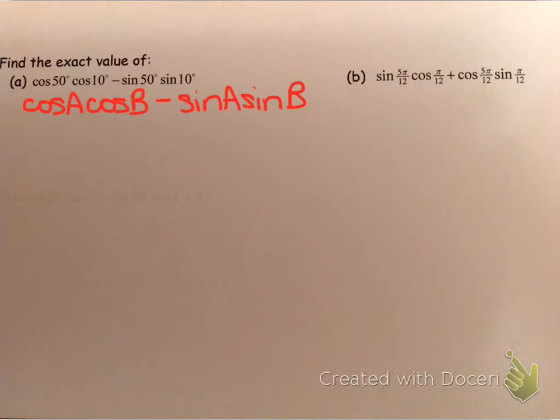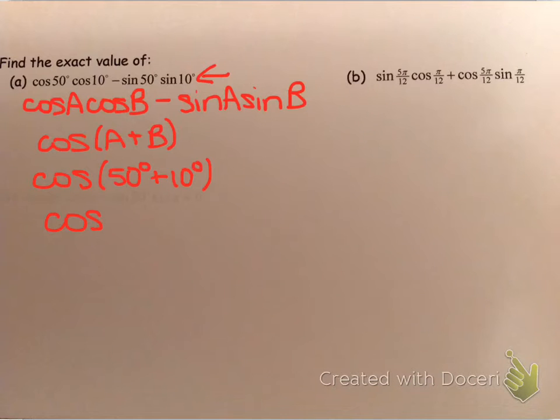And I simply match it to an identity. The identity that it matches is cosine of A plus B. Once I've matched it to an identity, the angles were already plugged into the long side of the identity, so now I simply plug them into the short side. Angle A was 50 degrees, angle B was 10 degrees, and on the short side of the identity they add together and it becomes cosine of 60 degrees. Then you can evaluate it from the unit circle and you get 1/2.